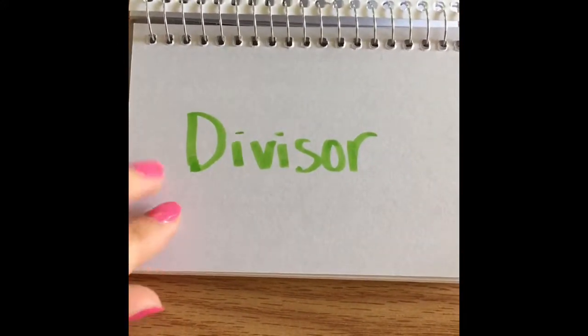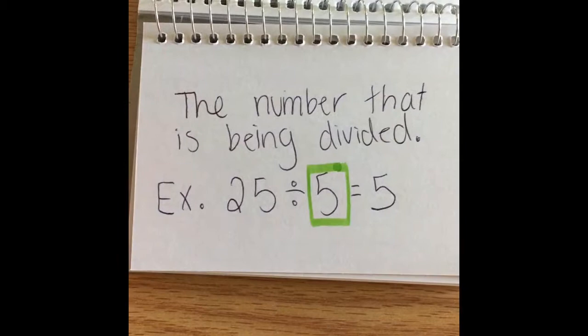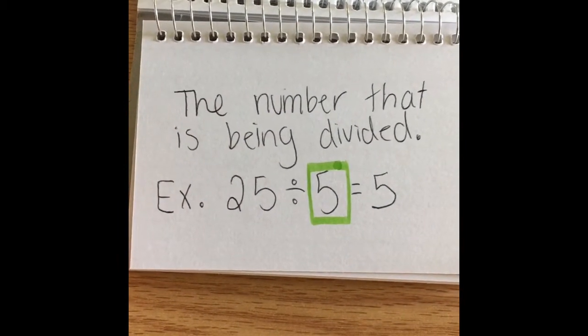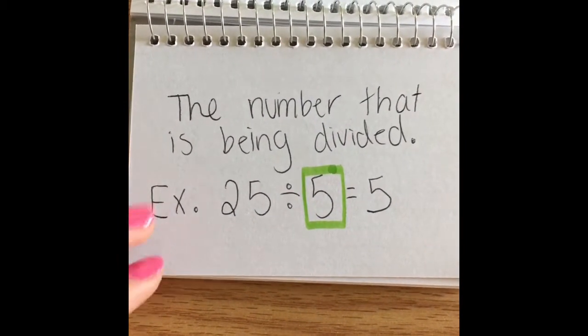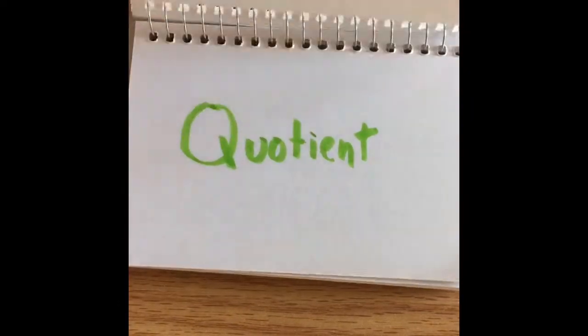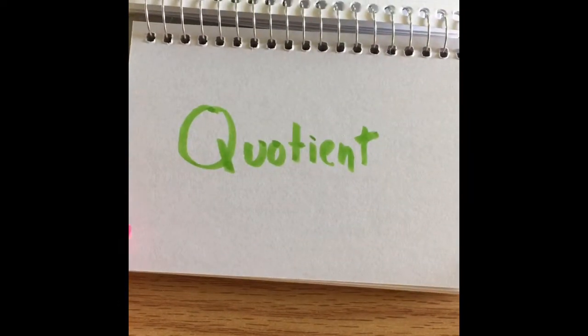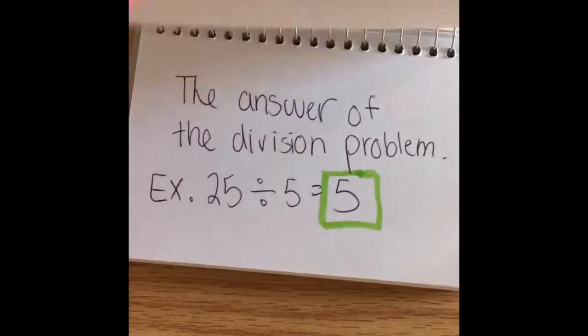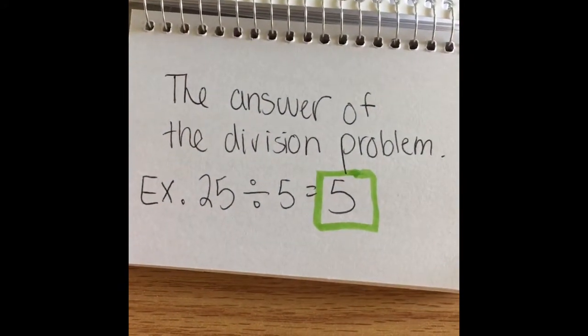The divisor is the number that is doing the dividing. For example, 5 is highlighted because 25 is being divided by it, and it equals 5. The quotient is the answer of the division problem. For example, the answer is 5, which is highlighted.